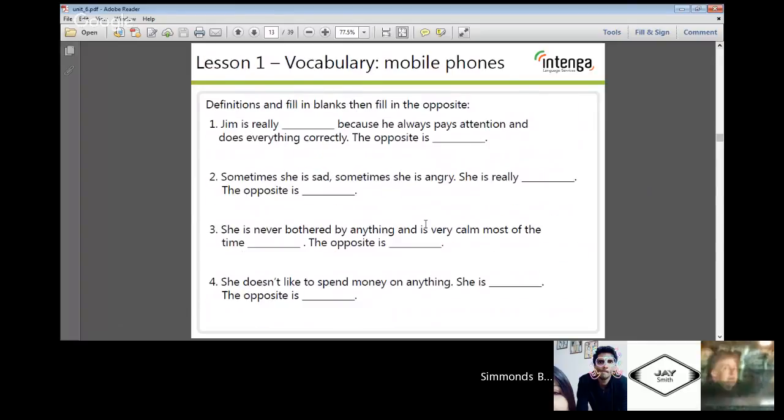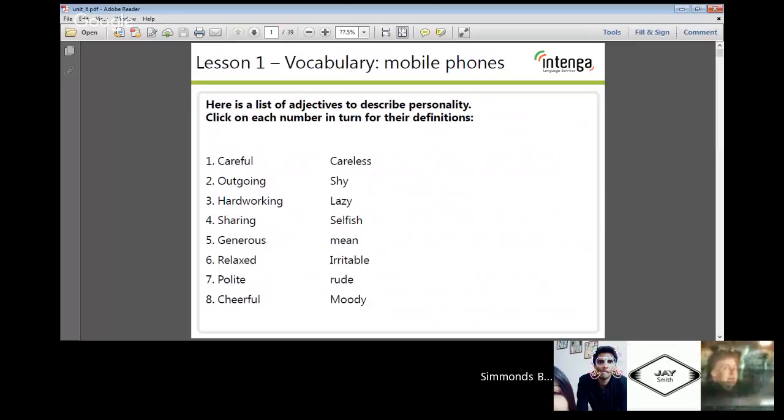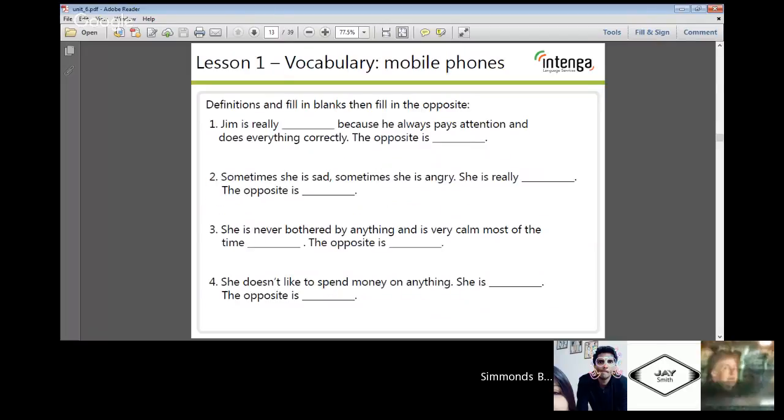Okay, good. So Ken, why don't you go ahead and help us with the last one, okay? She doesn't like to spend money on anything. She's mean. The opposite is... I don't know. Can you show the chart? Generous maybe. Generous, yeah. Okay. Well, fantastic.